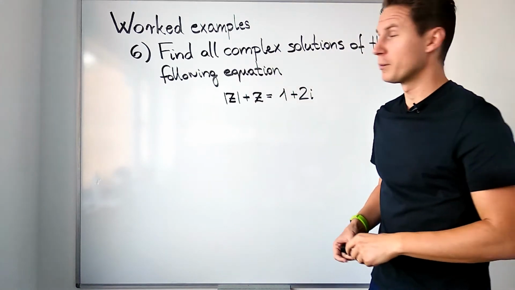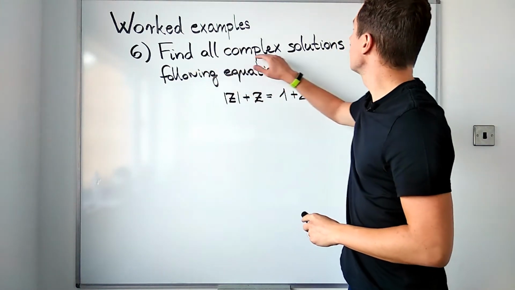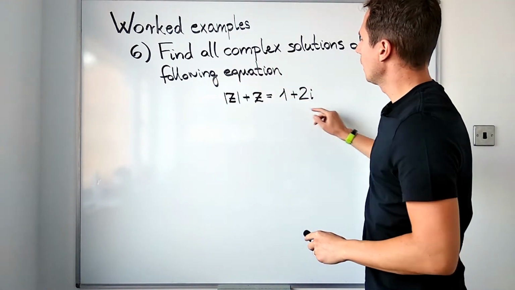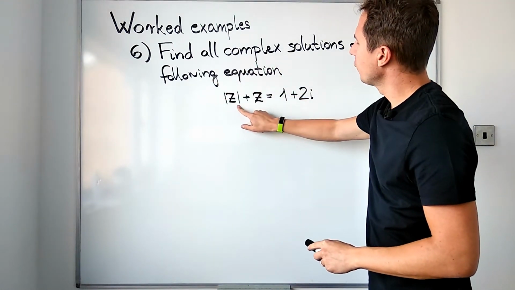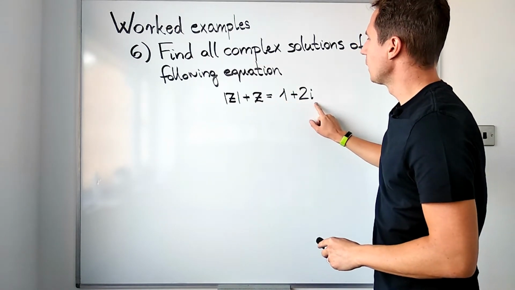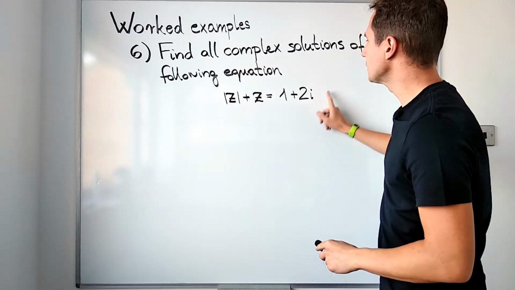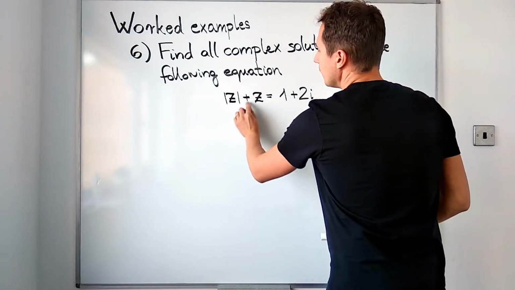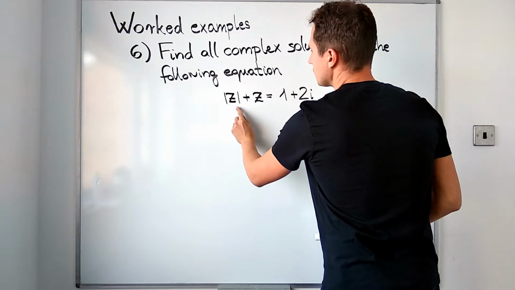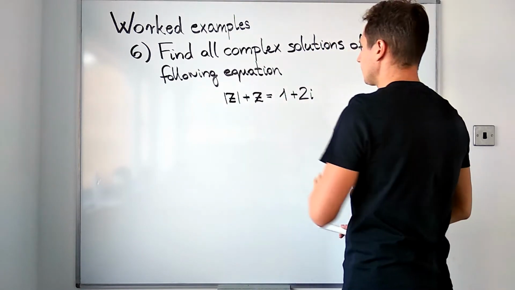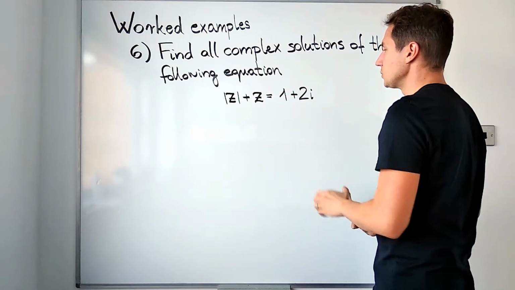Let's solve the following problem. Find all complex solutions of the following equation. The absolute value of z plus z equals 1 plus 2i. So we are looking for complex numbers that satisfy the equation that if you take the modulus of the number, add the number to that modulus, you will get the number 1 plus 2i.